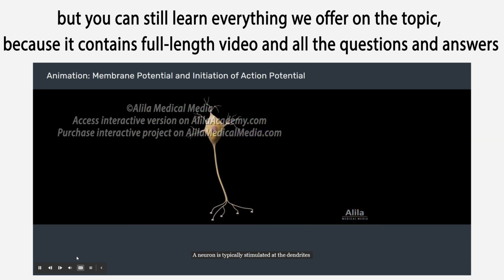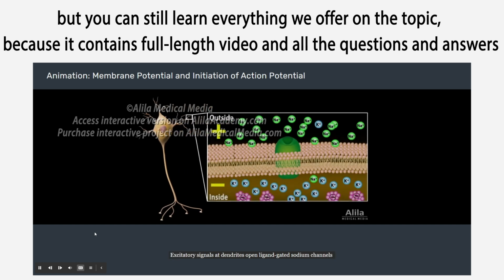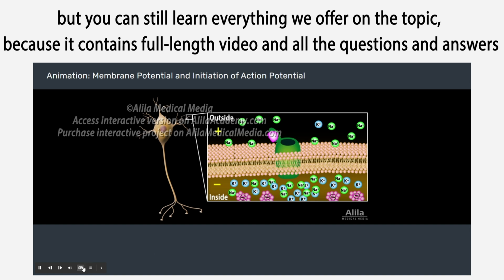A neuron is typically stimulated at the dendrites and the signals spread through the soma. Excitatory signals at dendrites open ligand-gated sodium channels and allow sodium to flow into the cell. This neutralizes some of the negative charge inside the cell and makes the membrane voltage less negative. This is known as depolarization as the cell membrane becomes less polarized.